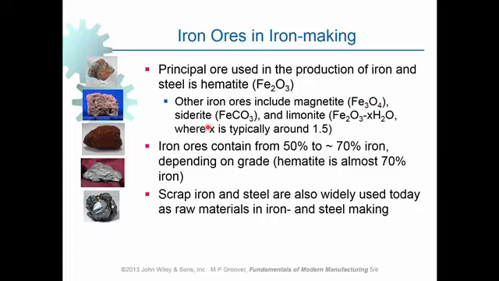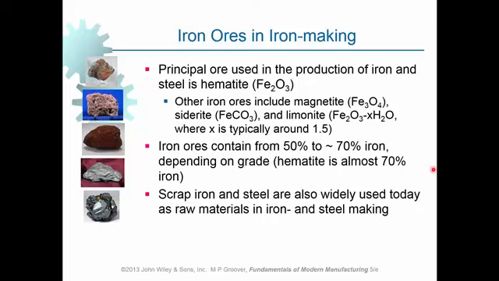Some other types of iron ores are siderite and also limonite. And as you can see, the chemical formula for each one of them is given in this slide here. Well, generally, we can say that iron ores contain between 50 to 70% iron. However, there are instances where the amount of iron in it is less than 50% or even more than 70% in certain places.